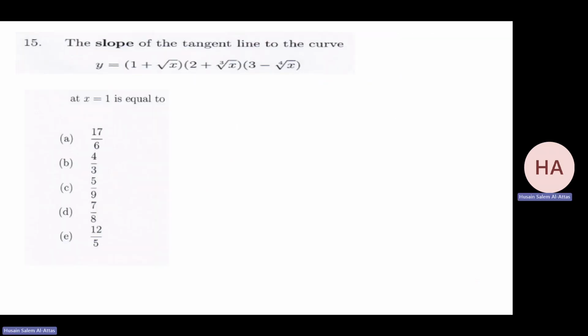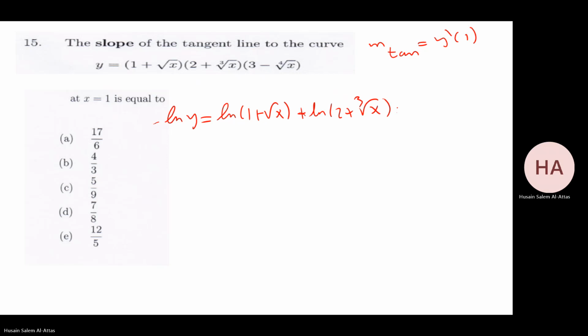The slope of the tangent line to this curve at x equals 1. So I want m tangent, which is y prime at 1. Take ln y, which will be ln of this plus ln of this plus ln of this.